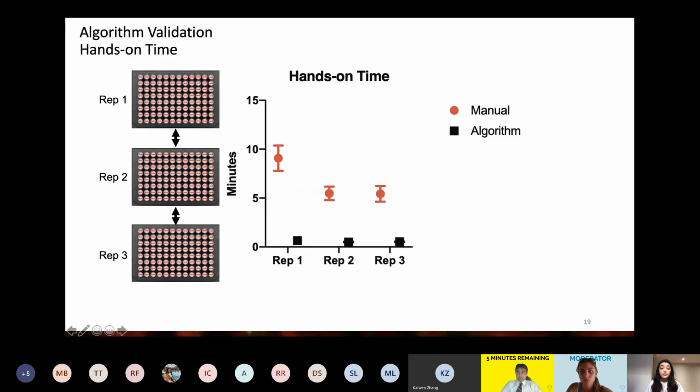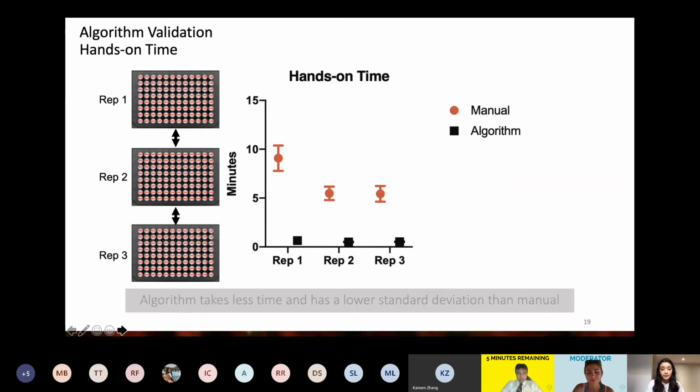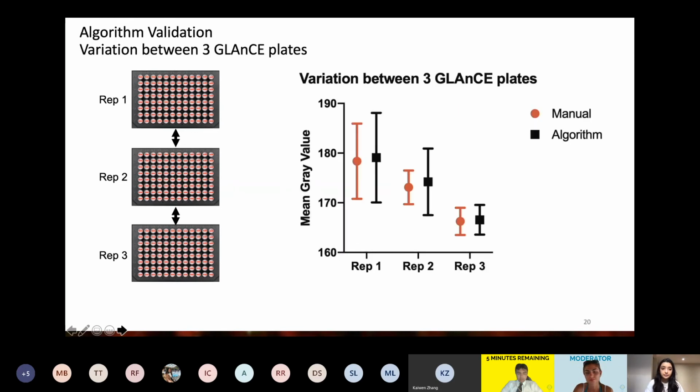Moving on to our algorithm validation, we looked at the hands-on time between different reps and the minutes it takes. So in our manual case, we found that it takes around 10 minutes for rep 1, but for rep 2 and rep 3, it takes around 5 minutes. But for our algorithm, however, it consistently takes around 1 to 2 minutes. It also produces a lower standard deviation than the manual.